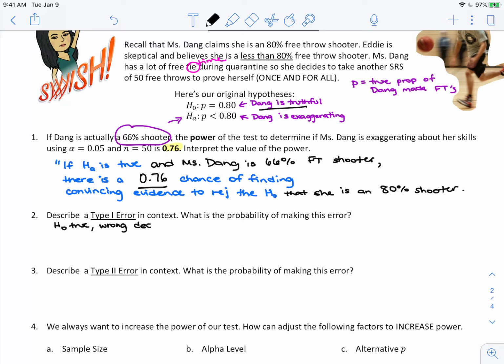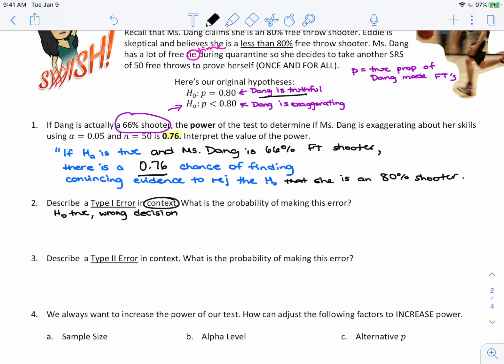So writing this alone will give you no credit here because you need the context, but I usually just write this to remind myself of what I have to do. Okay, so if the H0 is true, then that means Dang is truthful. I am 80%. Dang is truthful. But we make the wrong decision, so we think she's lying. Okay? What is the probability of making this error?